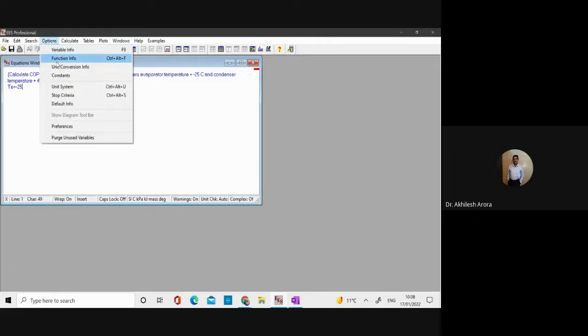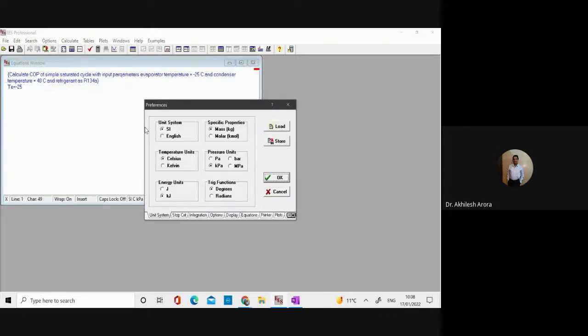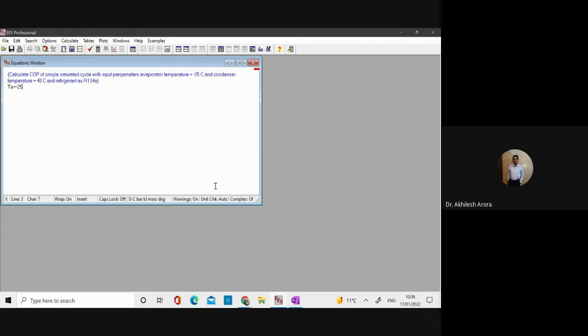You can go here and see the unit system. Okay. So in this unit system, this is SI system of units. Specific properties, mass जो है that is in kilograms. Temperature units are Celsius. Pressure unit is kilopascal. If you want, you can change it to bar also. Okay. Energy units are in kilojoules, and trigonometric functions are in degrees. Okay, so I can click OK. You can see it here also at the bottom. It is SI, Celsius, bar, kilojoule, mass, degree.